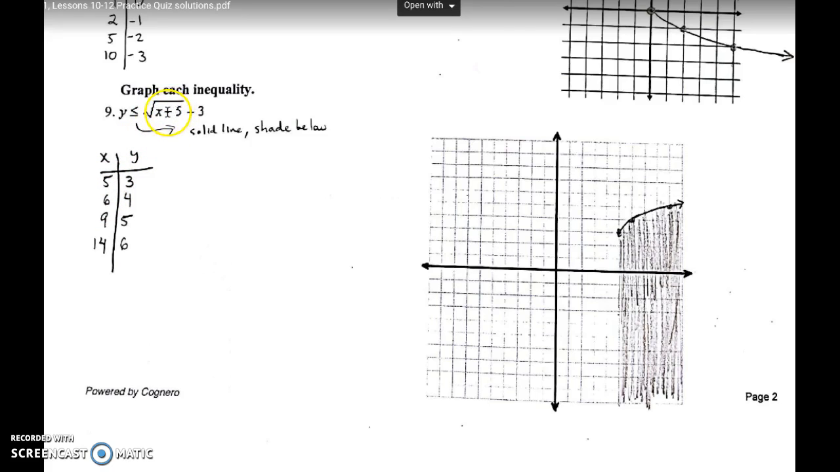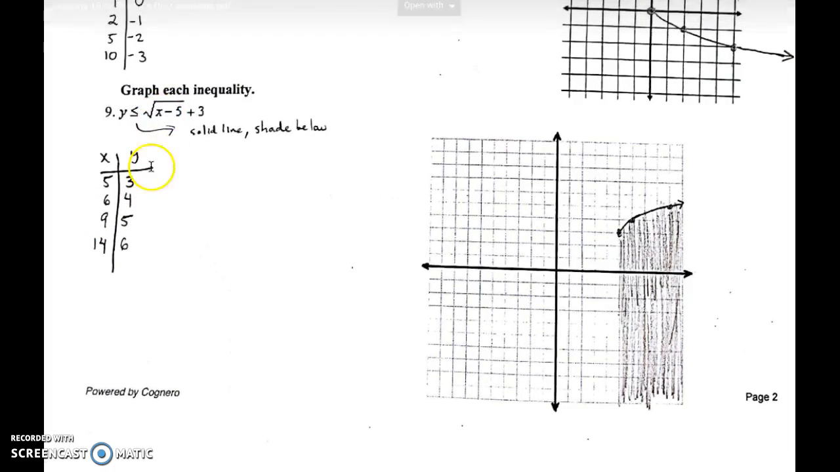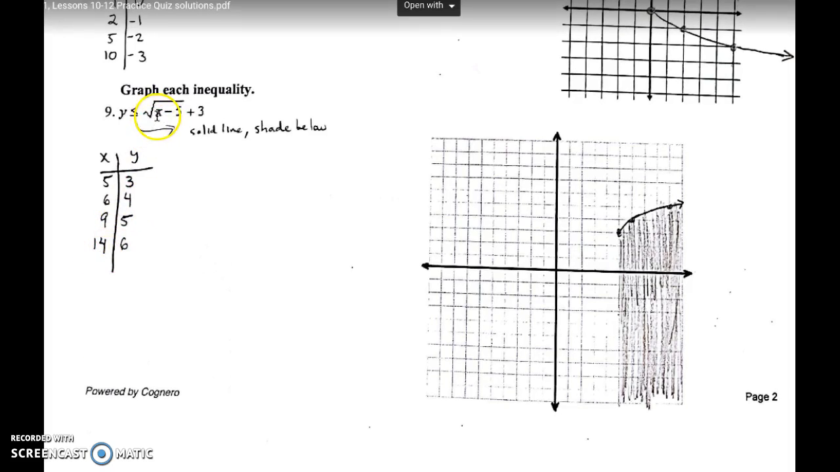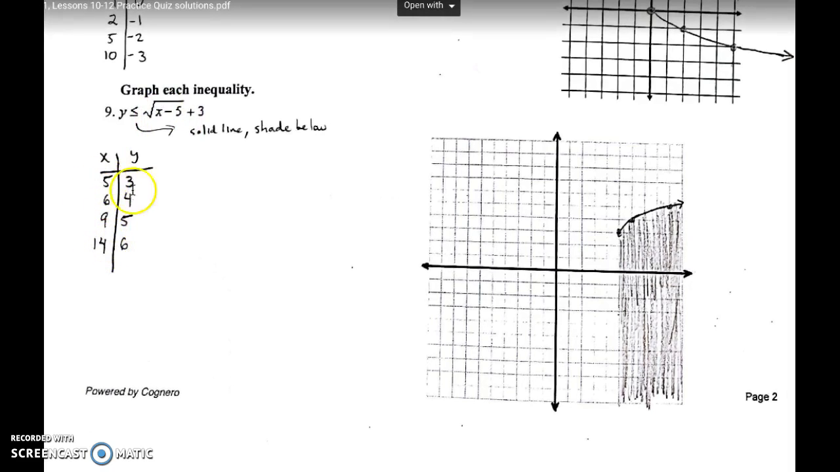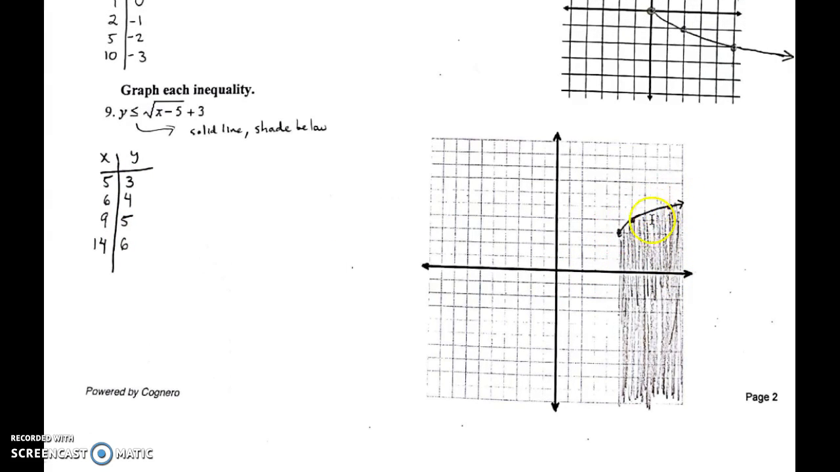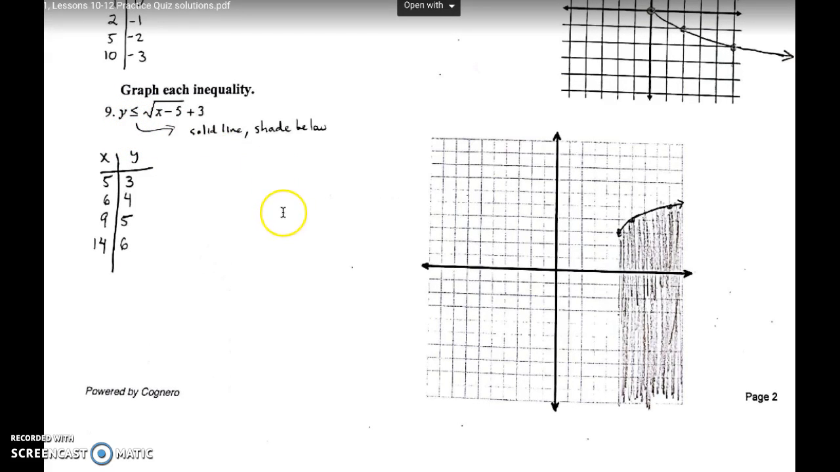And then I used 6 because 6 minus 5 is 1, and I know the square root of 1. I used 9 because 9 minus 5 is 4, and I know the square root of 4. I used 14 because 14 minus 5 is 9, and I know the square root of 9. When I plug each of these x values in, I get 3, 4, 5, 6. So again, I'm not going to be able to fit 14, comma 6 on my graph because this graph only goes out to 10. But I put the first 3 points on and was able to make the shape. I drew a solid line and I shaded everywhere below the graph. Make sure you do your shading. Make sure you are aware of the type of line you're making anytime you have to graph an inequality.